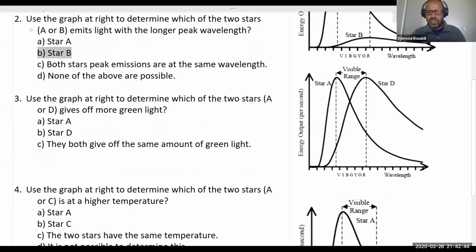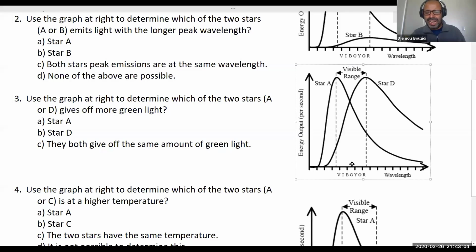Question three is related to these two stars that seem to have the same intensity in terms of peak. Use the graph to the right to determine which of the stars, A or D, gives off more green light. If you follow the green line, you would see that actually they emit the same intensity.